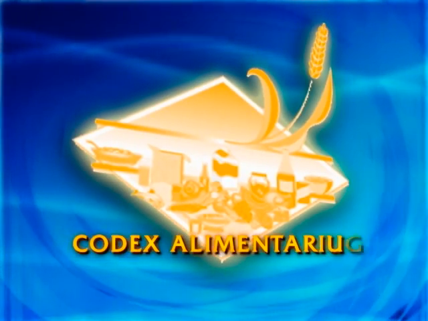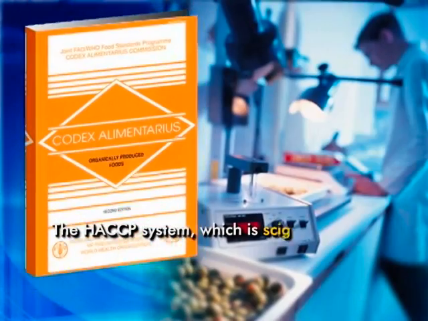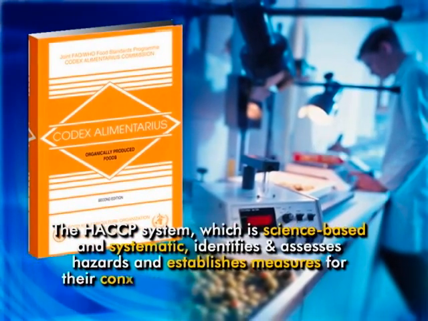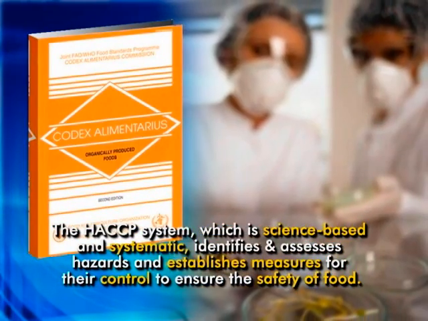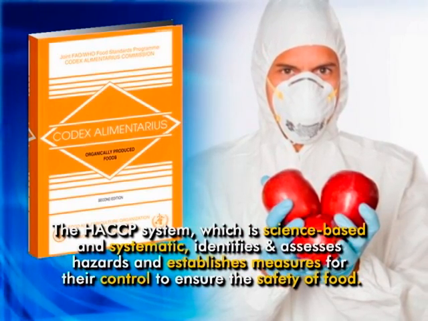According to Codex Alimentarius, the World Food Authority, the HACCP system, which is science-based and systematic, identifies and assesses hazards and establishes measures for their control to ensure the safety of food.